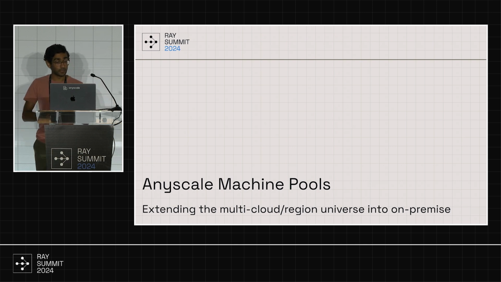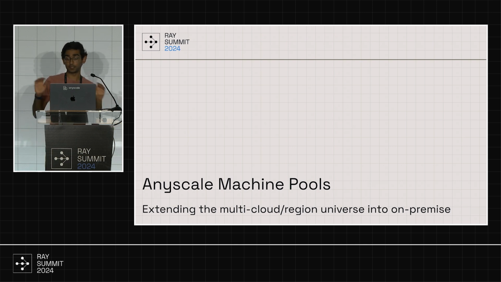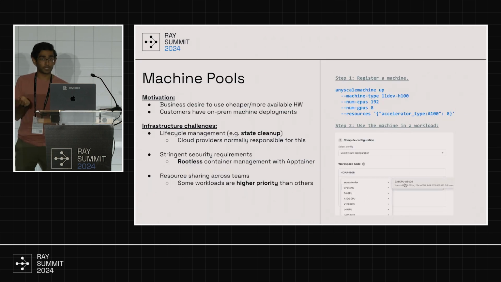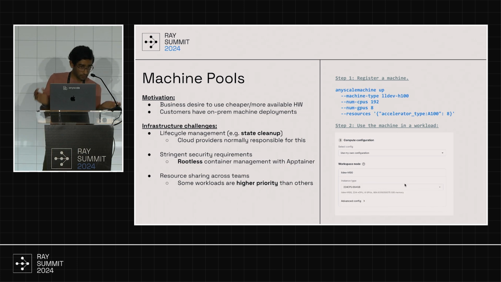And another thing that we've seen, extending this multi-cloud, multi-region universe, is that some of our customers have on-prem deployments as well. So we want to go into this territory. So we built Anyscale Machine Pools to address this. The motivation is pretty simple.